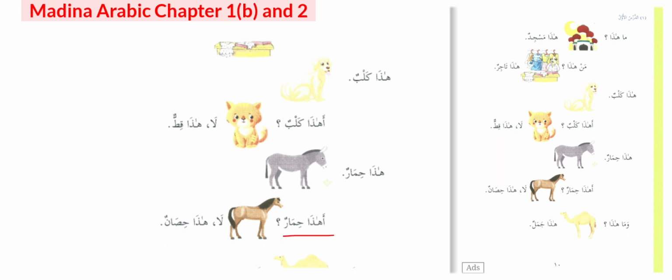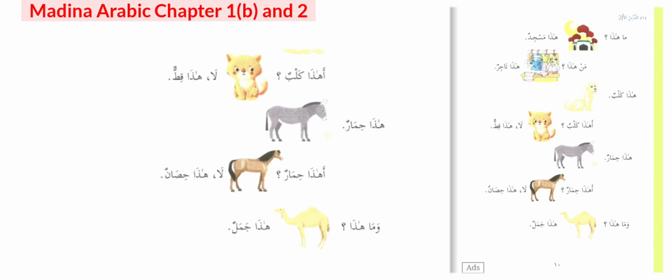Now here, haza himarun, is this one a donkey? La, no. This one is a horse. Haza hisanun. Okay. Next one. Wa ma haza, and what is this? Okay, wa means and. So wa ma haza, and what is this? Haza jamalun. Okay, this is a camel.